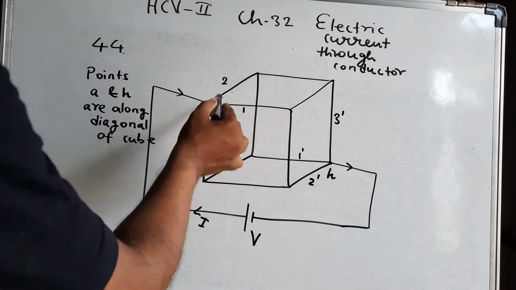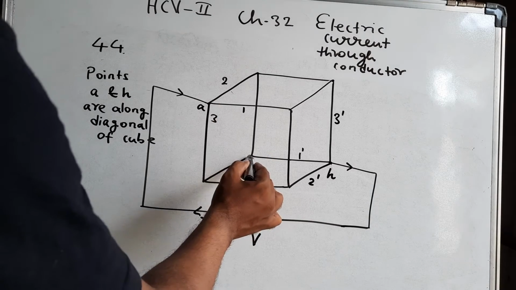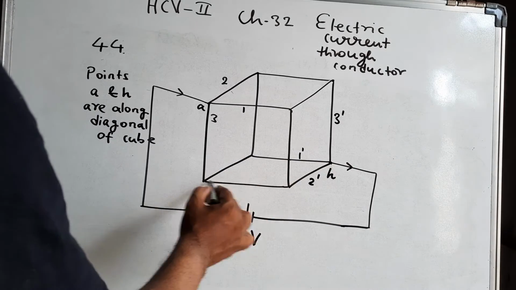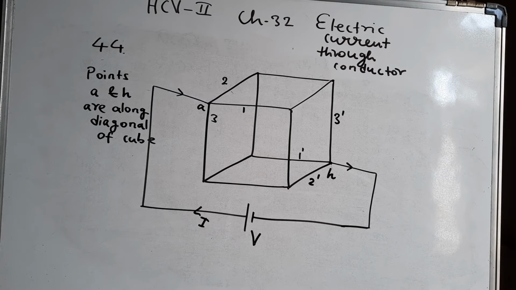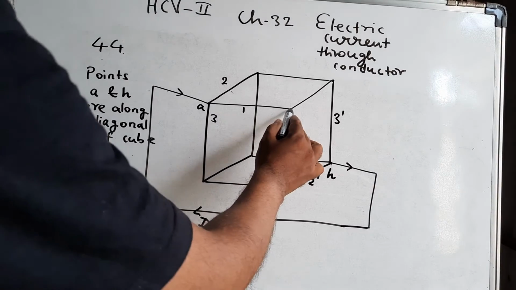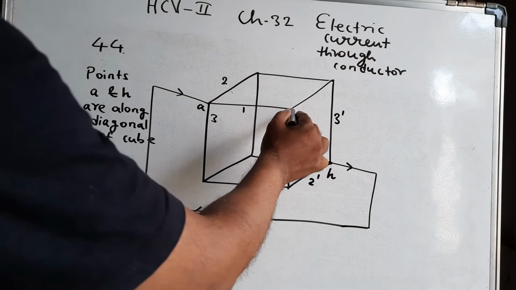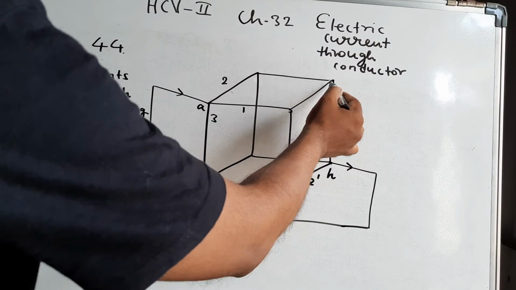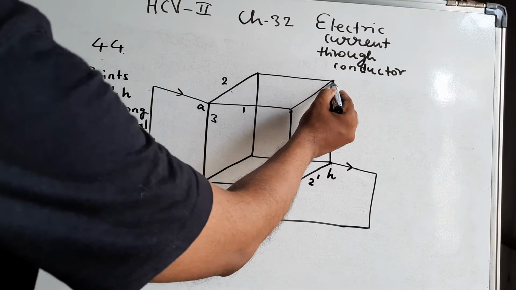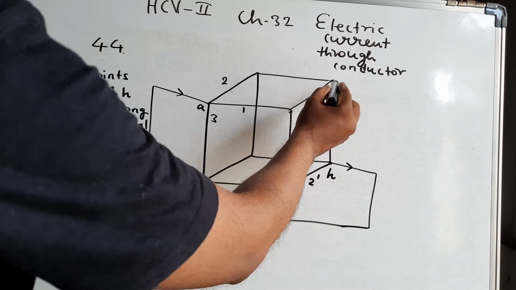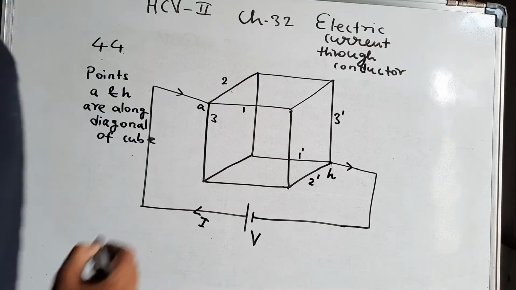Similarly, you can check the third one. The third one is divided into two branches. One branch end is attached to 1 dash and the other branch end is attached to 2 dash. So you can see there is some sort of symmetry. This one is divided into two branches attached to 3 dash and 2 dash, but this branch is also attached to a branch coming from 2.